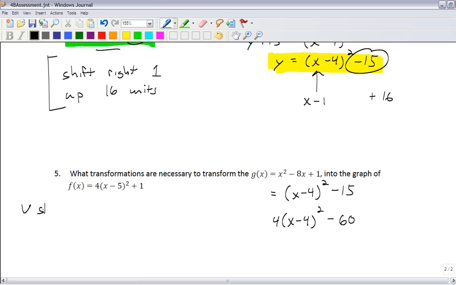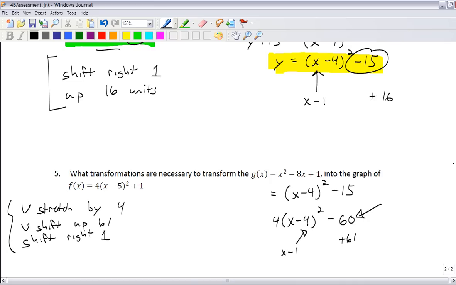So vertical stretch by 4. But that changed how much I'm going to have to shift this thing vertically by. Because I'm at minus 60 and I need to get to plus 1, so I'm going to have to add 61. So I'm going to say vertical shift up 61. And once again, I've got x minus 4. I want x minus 5, so x is going to become x minus 1. So if you let x become x minus 1, you'll shift it right 1 unit. So I'd say those 3 transformations.